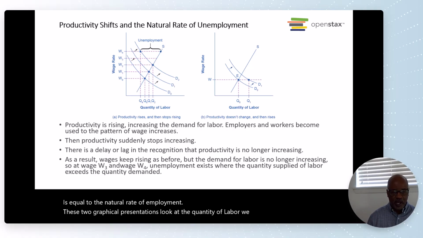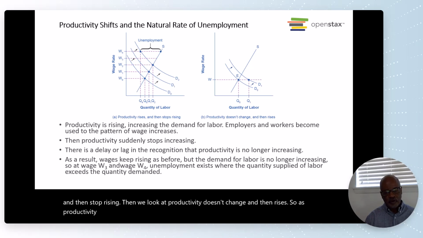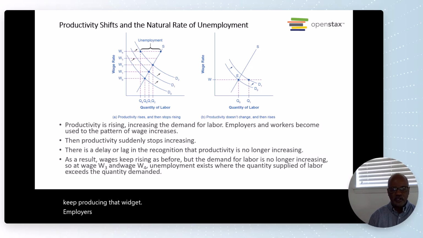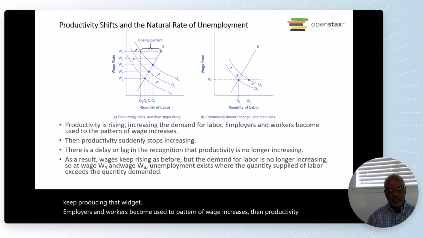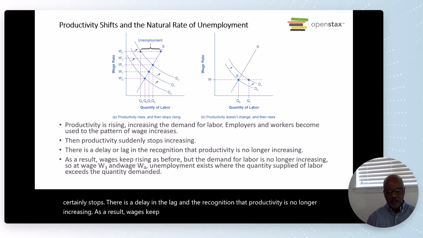We look at productivity rises and then stops rising. Then we look at productivity doesn't change, and then rises. So as productivity is rising, that increases the demand for labor. If we are a more productive economy, we're going to want to hire more people so we can keep producing that widget. Employers and workers become used to a pattern of wage increases, then productivity stops rising. There is a lag in the recognition that productivity is no longer increasing. As a result, wages keep rising as before, but the demand for labor is no longer increasing.